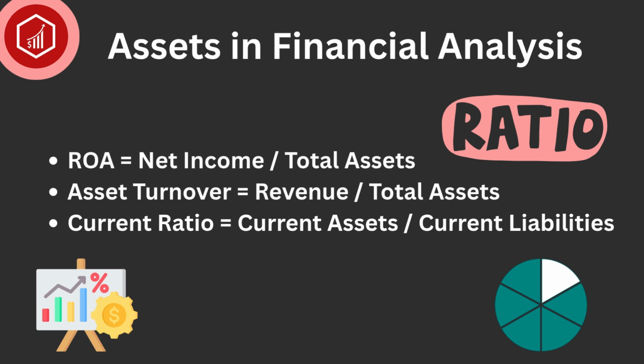Assets are not just listed on the balance sheet, they are also used in important financial ratios. Some key ratios include return on assets, also called ROA. This shows how profitable a company is relative to its total assets. The formula is net income divided by total assets. Another ratio is the asset turnover ratio. This tells us how efficiently a company uses its assets to generate revenue. And then last, we also have the current ratio. This compares current assets to current liabilities, showing how well the company can pay its short term debts.